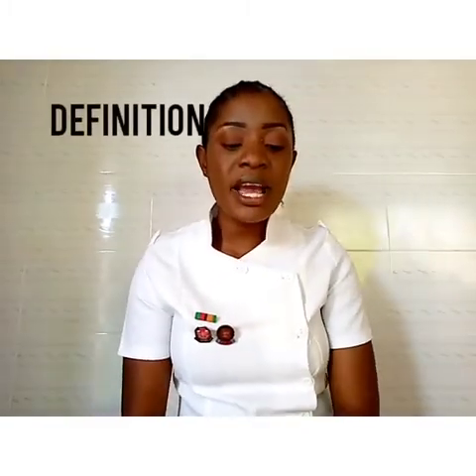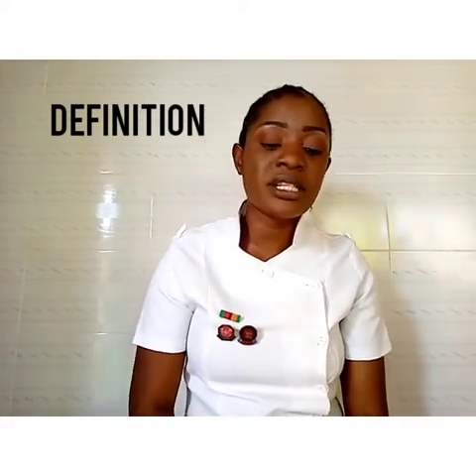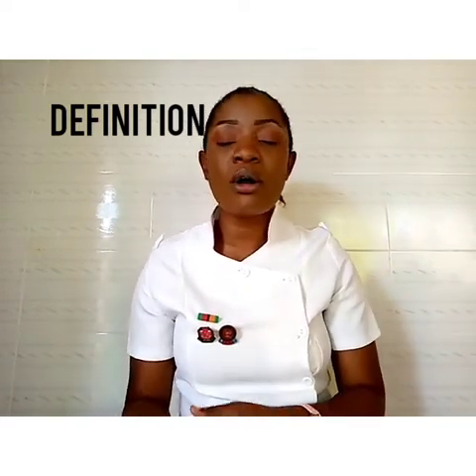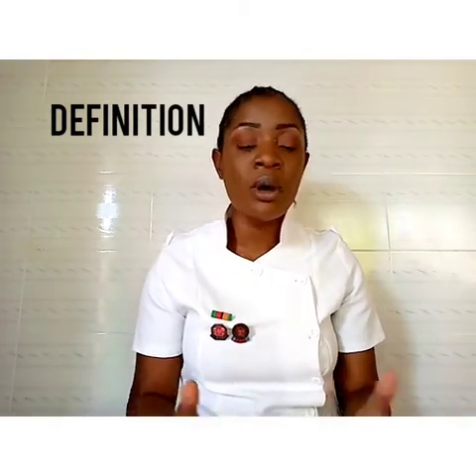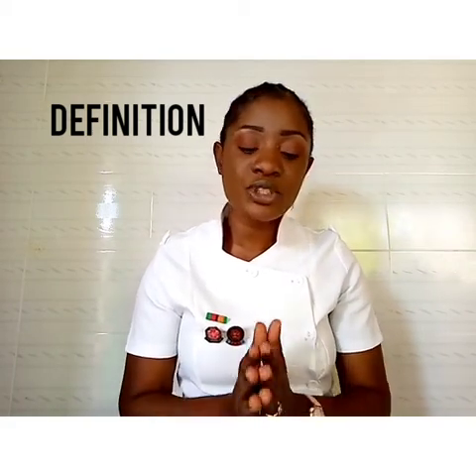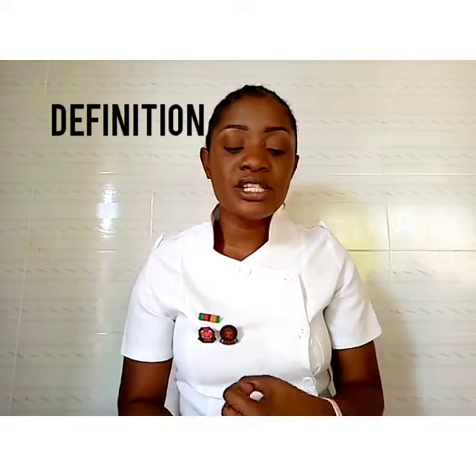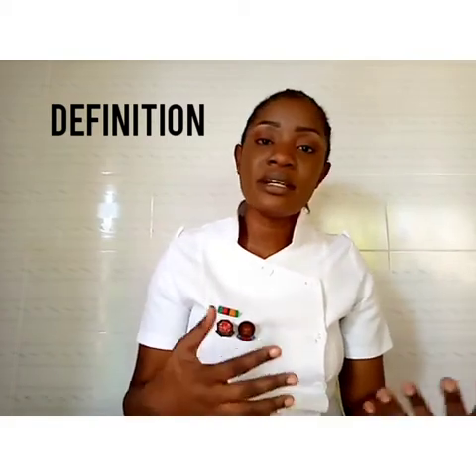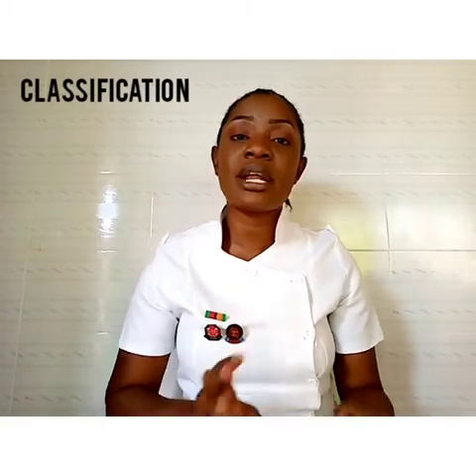Definition: pneumonia is an inflammation of the lung parenchyma tissue characterized by cough, chest pain, dyspnea, fever. Usually it is due to bacterial, fungal, or viral infection. So pneumonia is an inflammation of the lung tissue characterized by a cough, chest pain, dyspnea, fever, usually caused by bacteria, viruses, and fungal infection. So that is pneumonia.